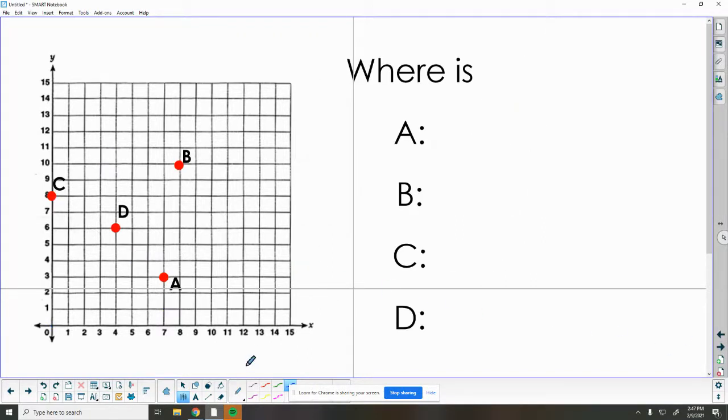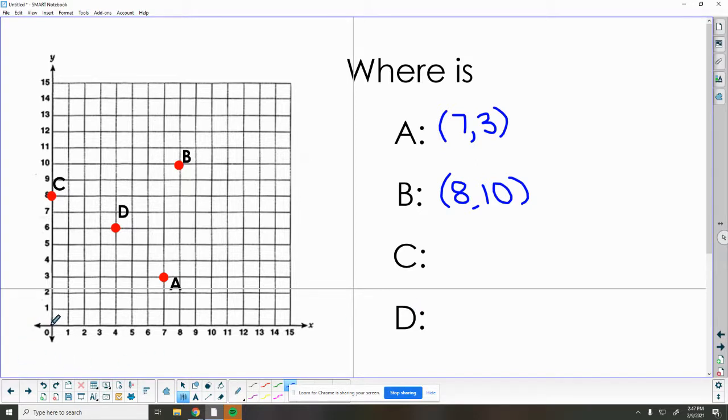So let's look at some that have already been graphed for us and see if we can identify their location. So here's A. So we need to go over 7, up 3. So we put them in parentheses, 7, comma, 3. Close our parentheses. So putting them in the parentheses tells us that it's an ordered pair and it belongs on this graph. So B, we're going to go over to 8 and up to 10. So 8, 10. So see if you can figure out where is C.